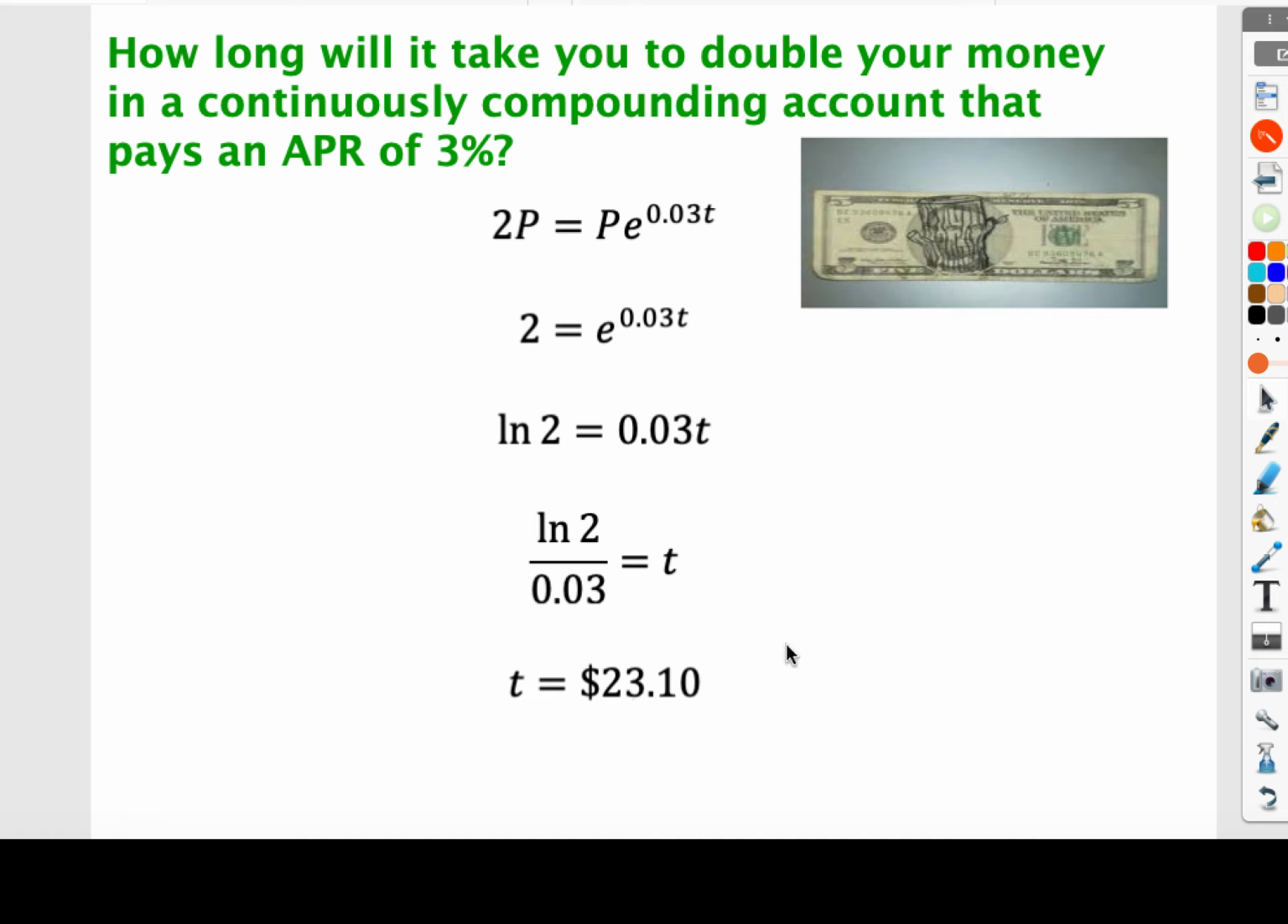And if I type it in, there's how long it will take. I don't know why that's labeled as money. How long it will take, 23.10, and I believe it was a 5, if I remember my numbers correctly. 23.105. And again, it's an APR, so that's going to be years. It's an annual percentage rate. So we were measuring in years.